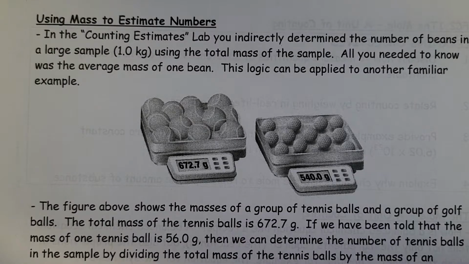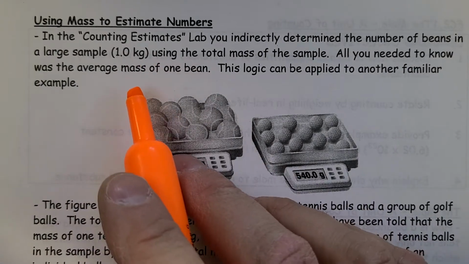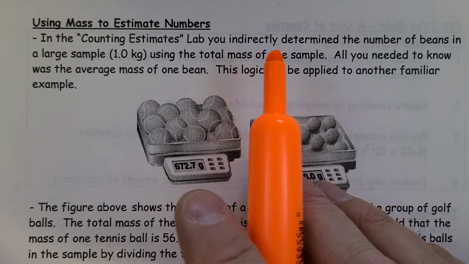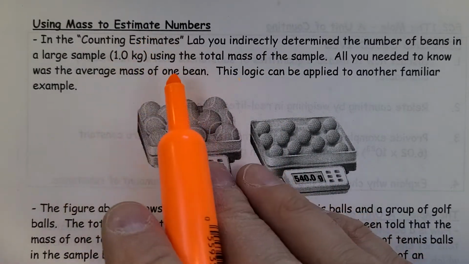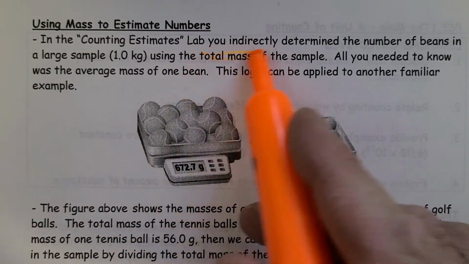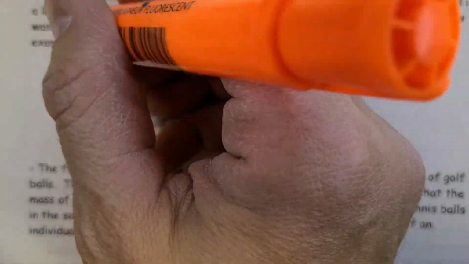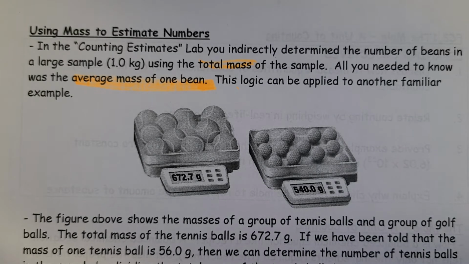So if you look at the next page, using mass to estimate numbers. Earlier you would have done the counting estimates lab, in which you determined the number of beans or the number of grains of rice in 1 kilogram or 1,000 grams, using the total mass of the sample. All you needed to know was the average mass of a bean, whatever method you used for that. And then you could figure out how much is in a larger amount.